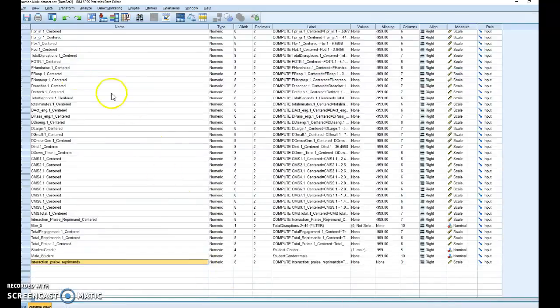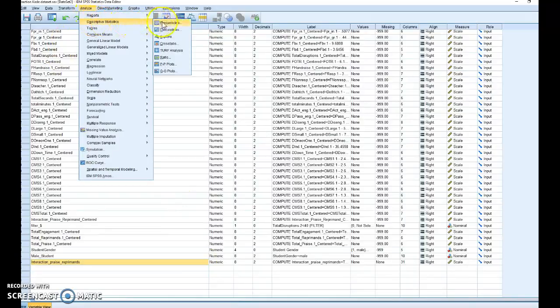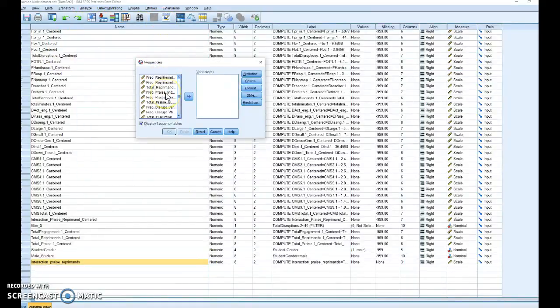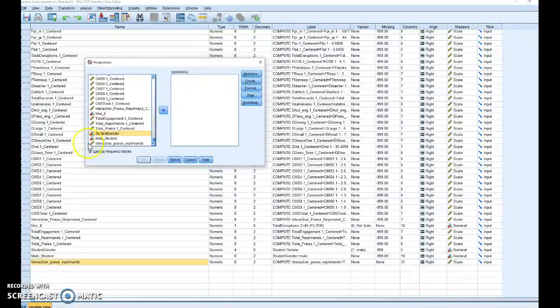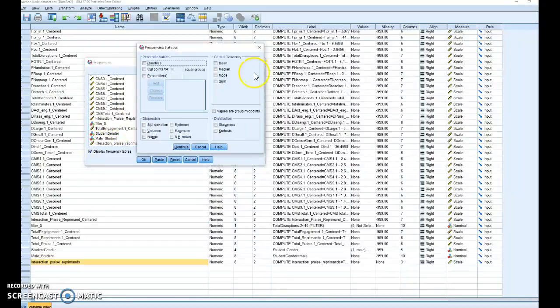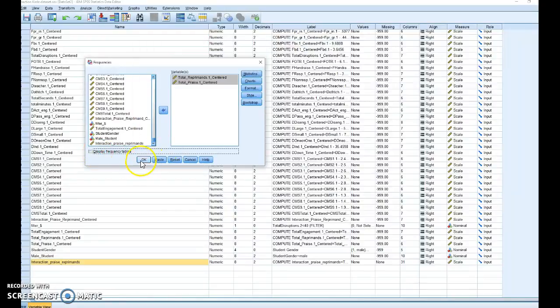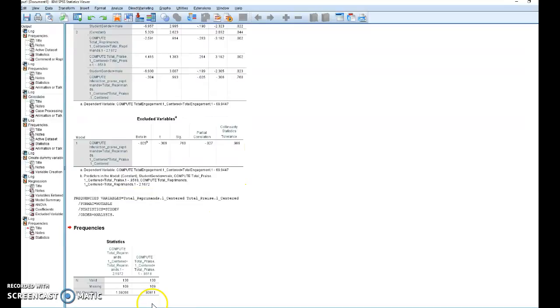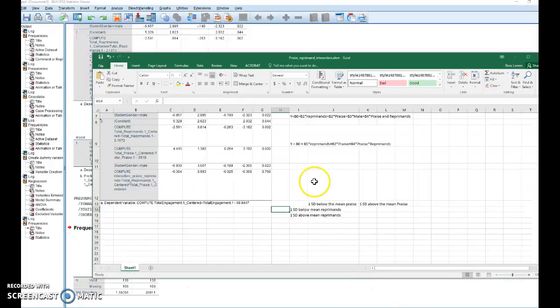So let's go back here and go to Analyze, Descriptive Statistics, Frequencies, find praise and reprimands. Request the standard deviation. Turn off Display Frequency Table. Click OK. So the standard deviation is 1.59 and 0.94 for reprimands and praise, respectively. These are centered at 0. Go back to my Excel and capture that information.